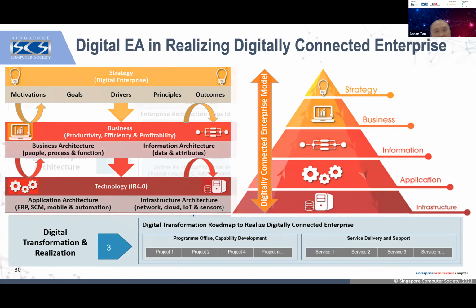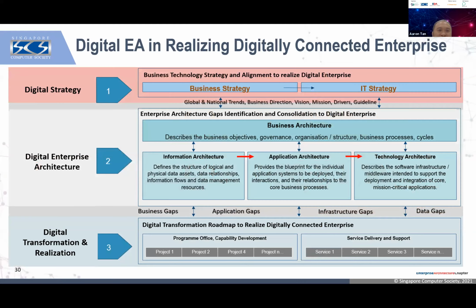Behind the scenes is the digital strategy, especially the integration between business and IT. Then from the strategy that we are defining, we analyze what the impact is to the business, information, application, and technology. This is where we get the gap. The gap is what we execute through multiple projects, and we support it to meet the service level agreement. This way, digital transformation and realization take place at the bottom.